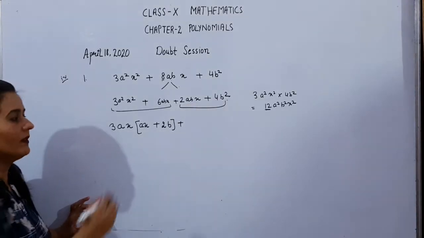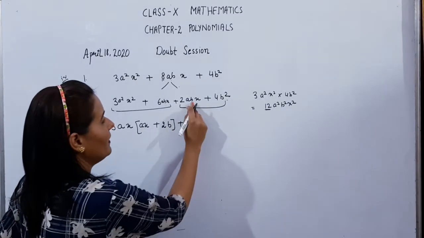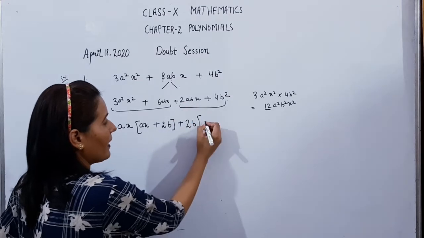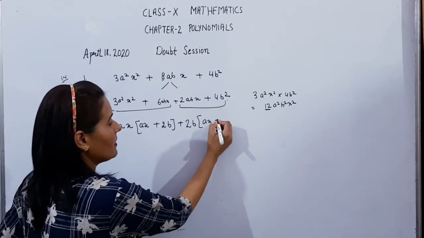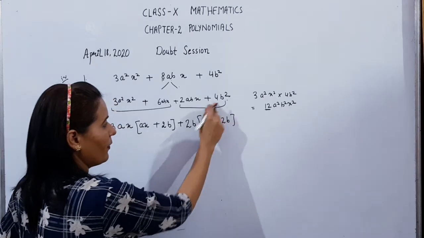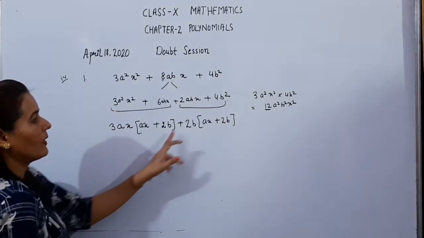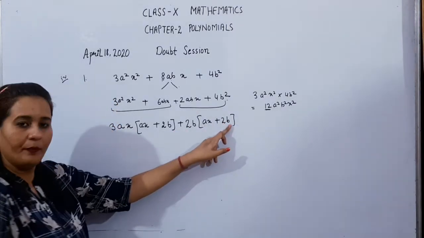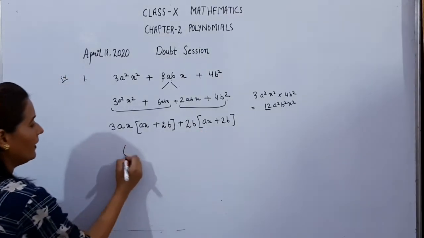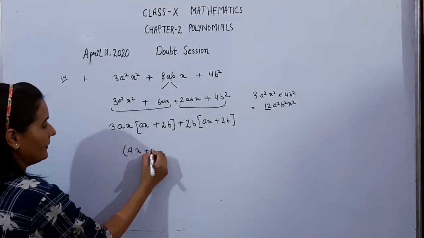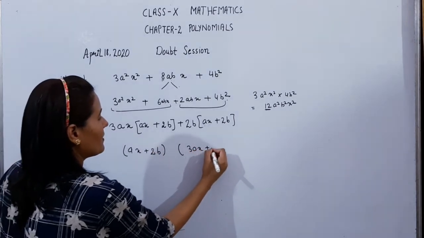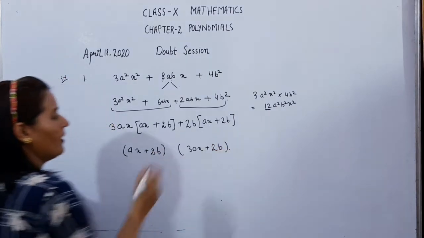What is common? 2 is common, then b is common, clear? So what are we left with here? ax plus b only, and 2b, okay, this is 4b, here we have taken common 2b, so we are left with 2b and 1b, clear? So this bracket is the same now, so let us take out the common factor: 3ax plus 2b and ax plus 2b.